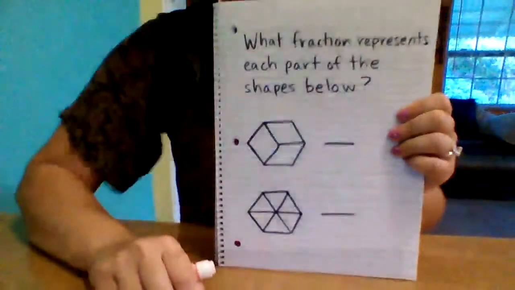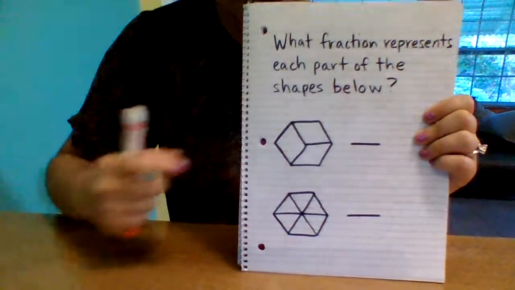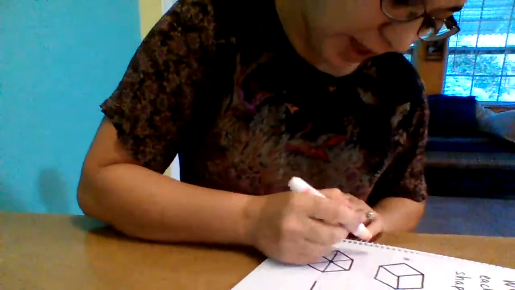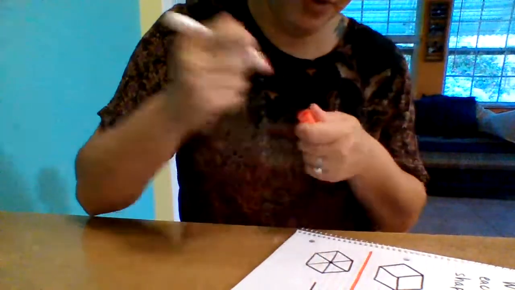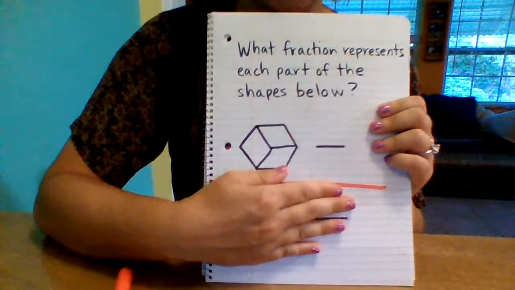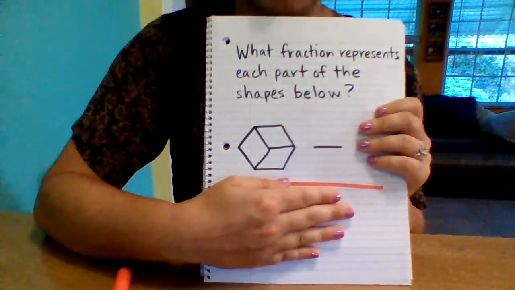So let's take a look at the first question. What fraction represents each part of the shape below? So these questions are easier than you think, and I want you to think of them like two separate questions. Okay, so looking just at the first shape, what fraction represents each part of the shape below? How many parts does the shape have?